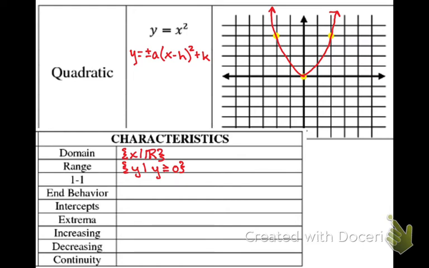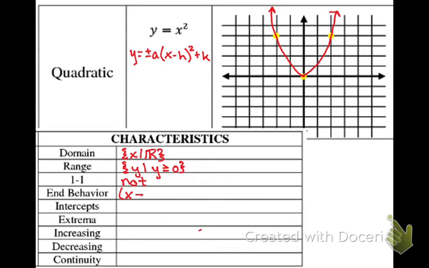That's what we're actually connecting. So 1 to 1. If I draw a vertical line test, does it pass? Yeah. It's a function, right? What about a horizontal line test? Does it pass? No, because it would hit twice everywhere but the vertex, wouldn't it? So it is not 1-to-1. Okay, end behavior.